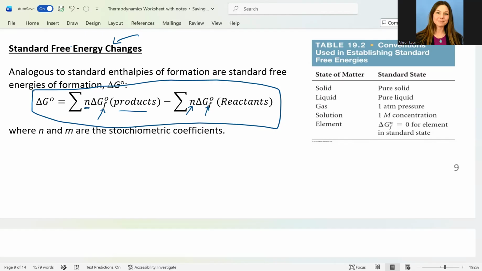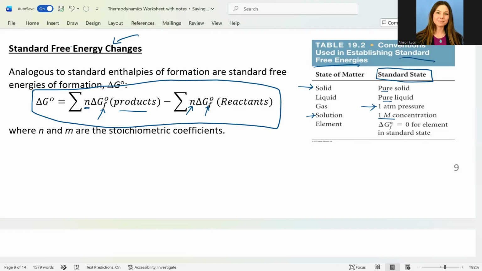So there are some conditions here specific to standard free energies. If something's in standard state, we are able to assume that if it's a solid, it's going to be a pure solid. If it's a liquid, it will be a pure liquid. If it's a gas, we also know that it will be at 1 atmospheric pressure specifically. And if we have a solution, we know that the concentration will be 1 molar. So these are all the standard state assumptions.